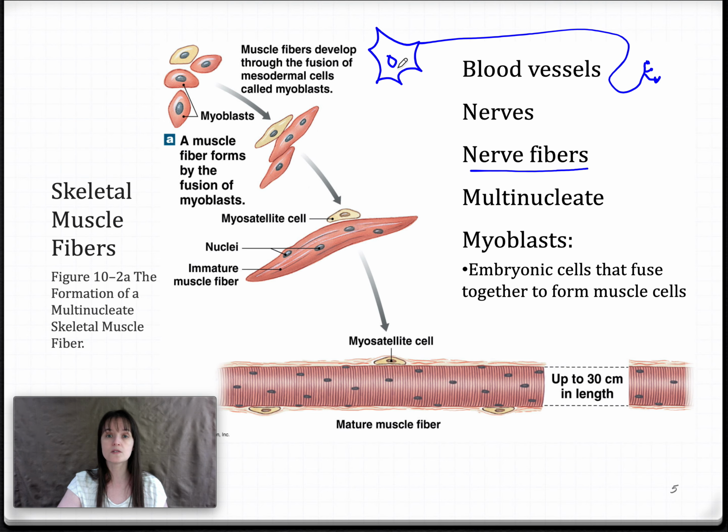You've got the soma or body, the nucleus, and then the long, skinny part is the axon, which is also called the nerve fiber. That's what it is.